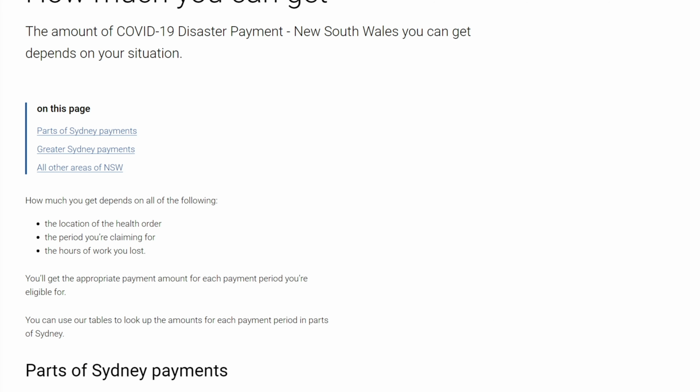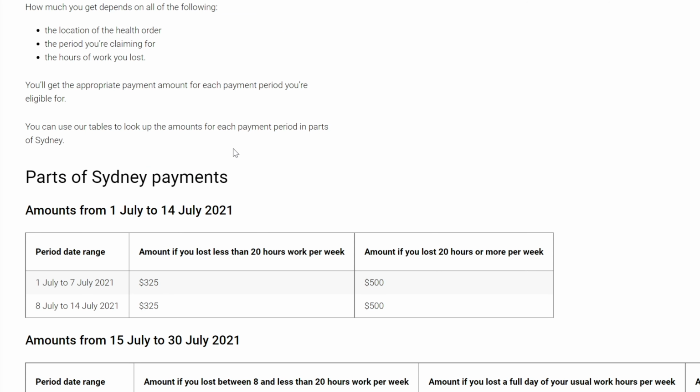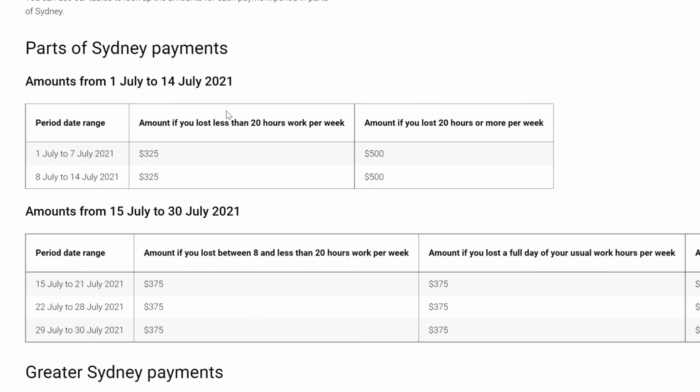Now let's take a look at how much you can claim. This link shows you how much you can claim depending on where you live and the periods of restrictions, depending on the location of the health order, the period you're claiming for, and the hours of work you lost. For parts of Sydney, payments start from 1st July to 7th July 2021, and if you lost less than 20 hours of work per week, you get $325, and if you lost 20 hours or more per week, then you'll get a $500 payment. And for the period of 8 July to 14 July, it's the same.